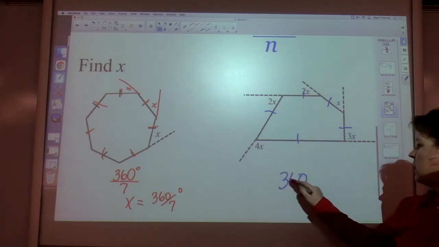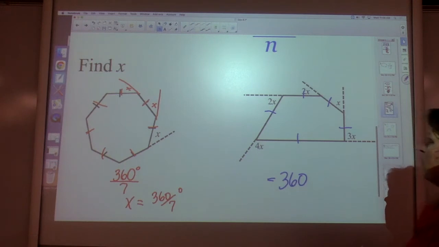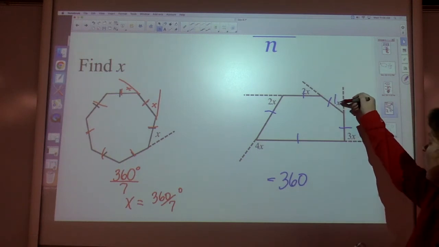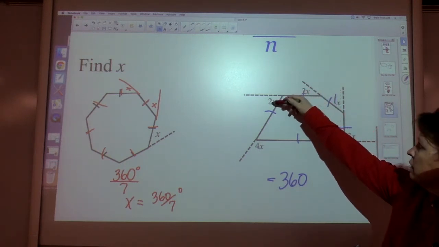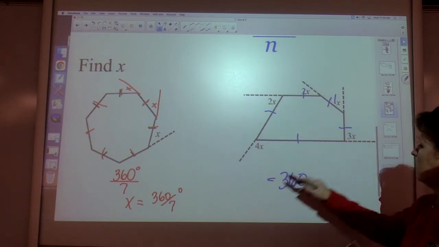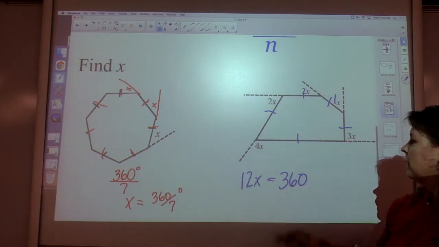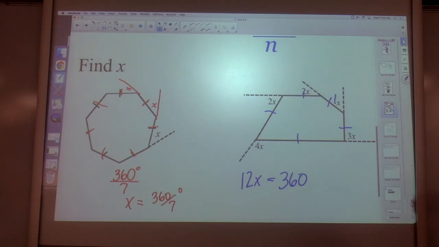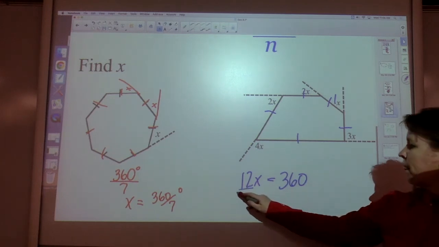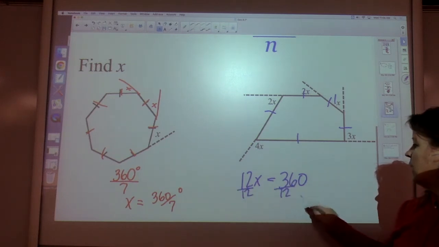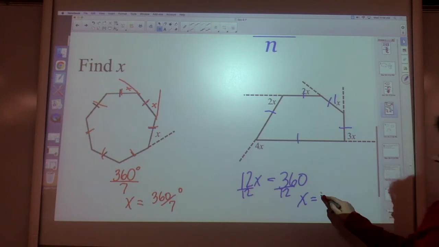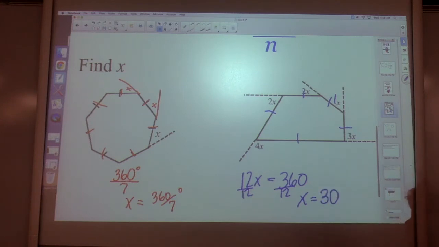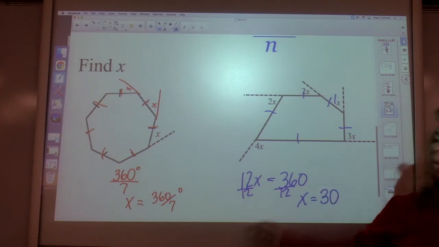Altogether, they're 360 degrees. So let's find out how many x's we have. 1x, 3, 5, 9, 10, 11, 12. All together, all the way around the exterior angles, we have 12 x's. Divide by 12 on both sides, and we get x equals 30.